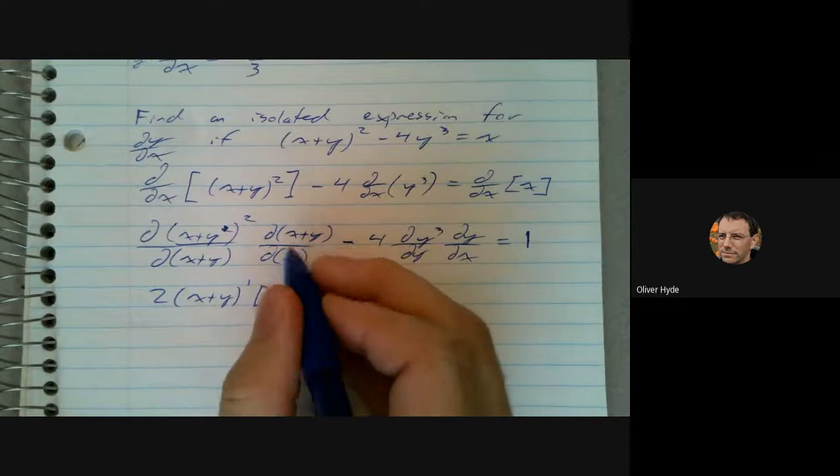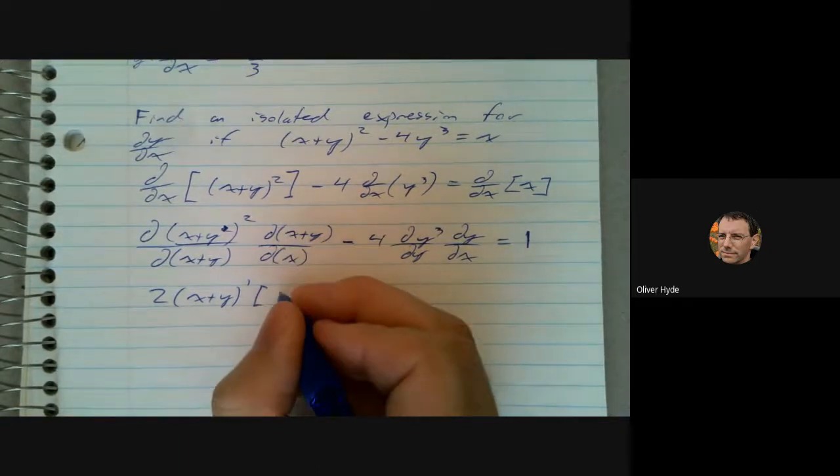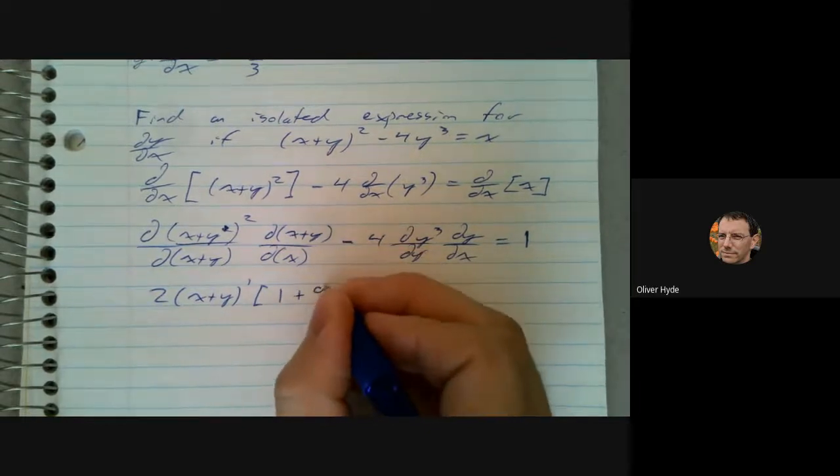I've got a derivative of a sum here that's going to be the derivative of the first plus the derivative of the second. Derivative of the first with respect to x is 1. Derivative of the second with respect to x, that's what I'm looking for.